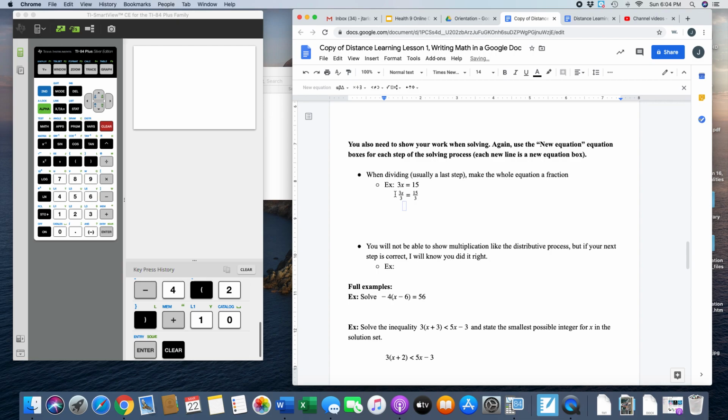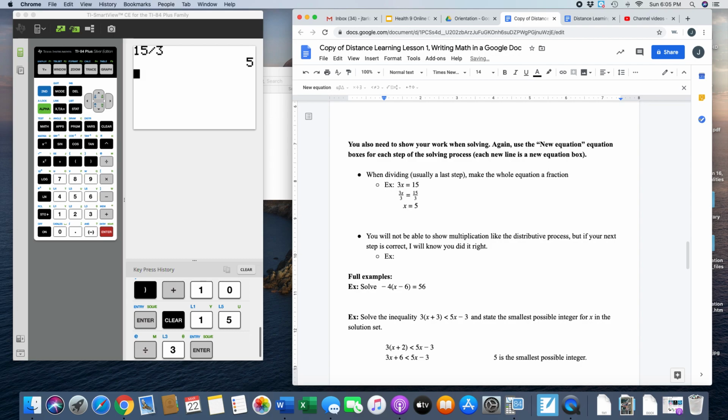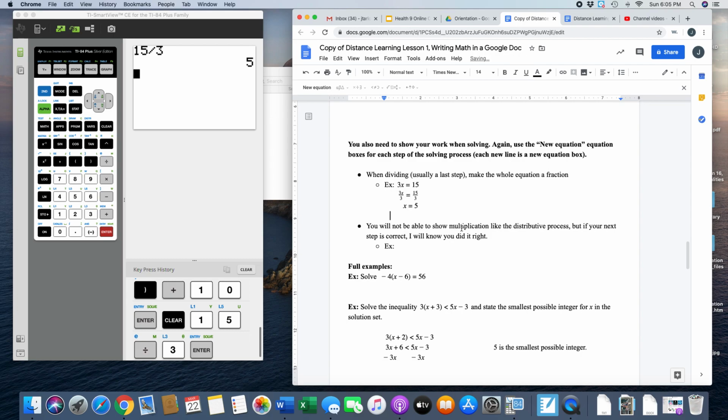Insert, right? I know that 3 divided by 3, the whole purpose of that is to leave me with x by itself equals, and I'm going to come over to my calculator and do a quick 15 divided by 3 just to make sure I'm accurate, and I get 5. So back in the text box, x equals 5. All right. Now, similarly, you're not going to be able to show certain multiplications like distributive property. So if your next step is correct, though, I'll know it's right.